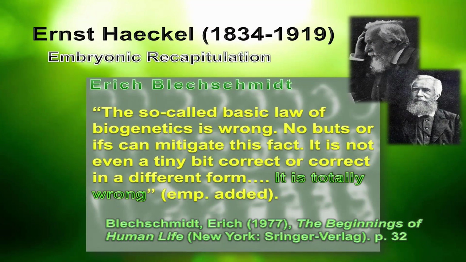Erich Blechschmidt was a prominent German embryologist and anatomist. The Blechschmidt Collection and Museum at the University of Göttingen was named after this guy. He didn't pull any punches in his criticism of Haeckel's theory. The so-called basic law of biogenetics is wrong. No buts or ifs can mitigate this fact. It's not even a tiny bit correct or correct in a different form. It is totally wrong. Well, if that's true, then what do we do with these diagrams?